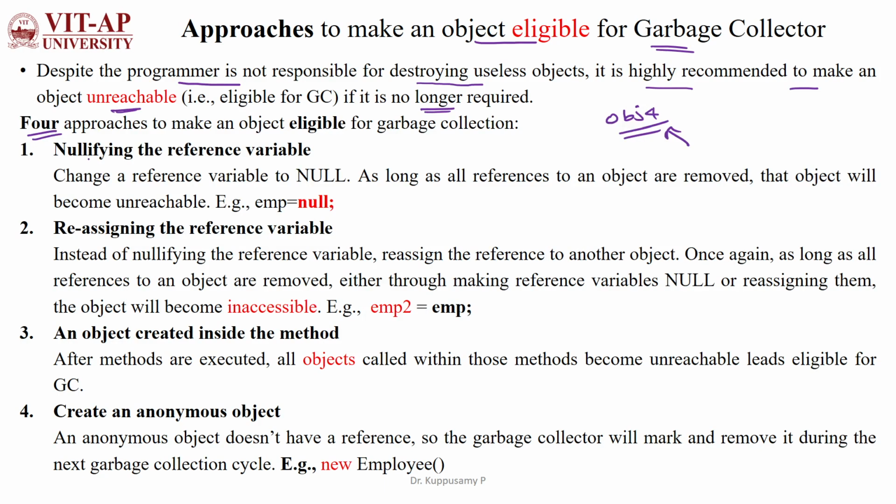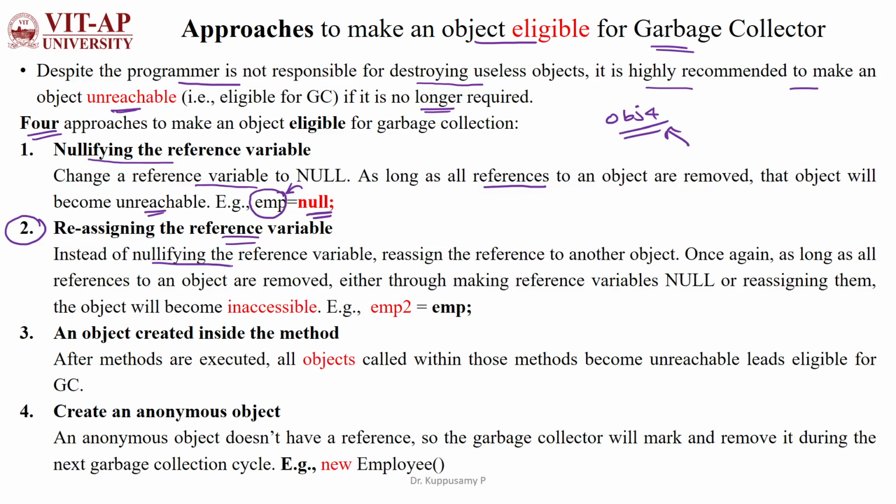One is nullifying the reference variable. That means changing a reference variable to null. Here this is the object variable, or we call it a reference variable, and we make it null. As long as all references to an object are removed, that object will become unreachable. The second method is reassigning the reference variable.